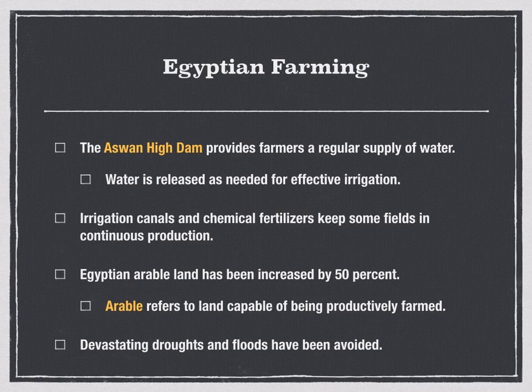Egyptian farming. The Aswan High Dam provides farmers a regular supply of water. Water is released as it's needed for effective irrigation in the delta. Irrigation canals and chemical fertilizers keep some of the fields in year-round continuous production. Egyptian arable land has been increased since the completion of the dam by 50%. The term arable refers to land that's capable of being productively farmed. Devastating droughts and floods have been avoided.